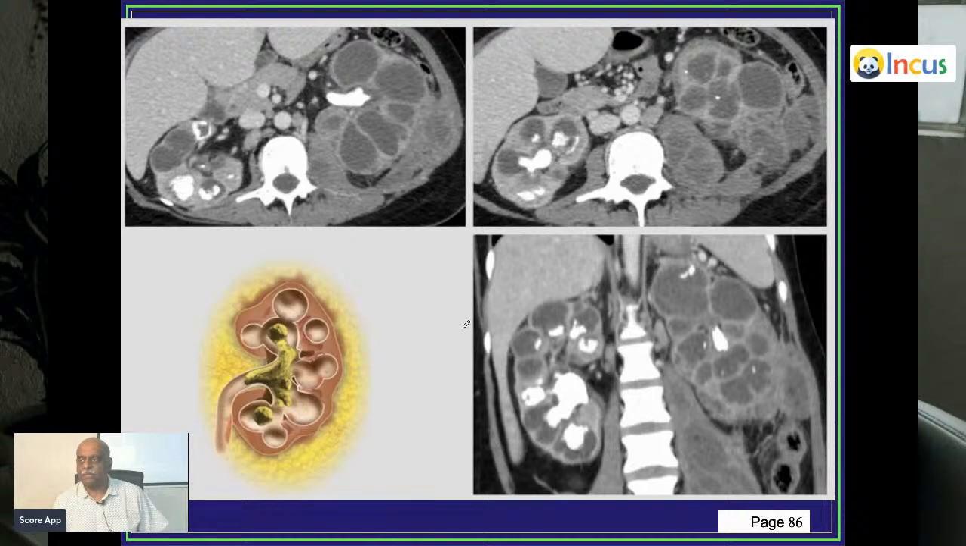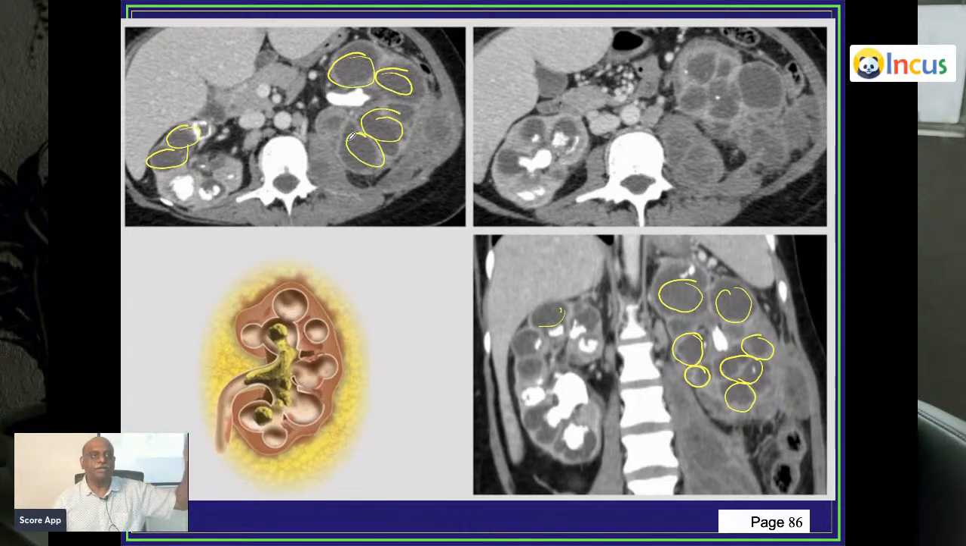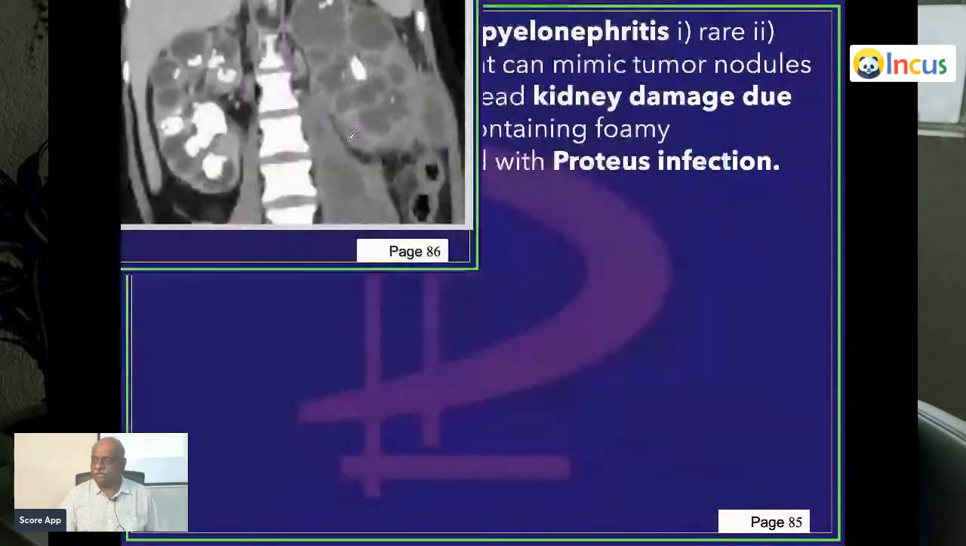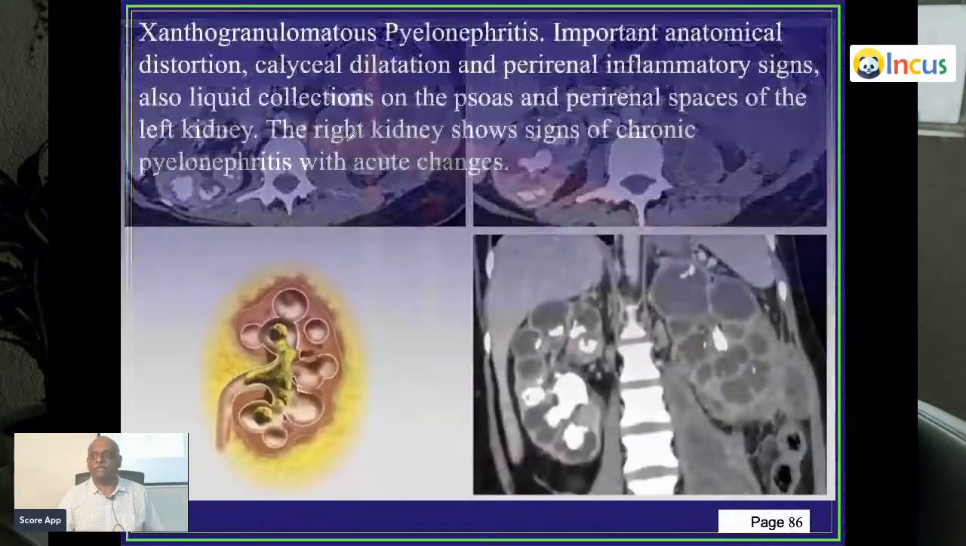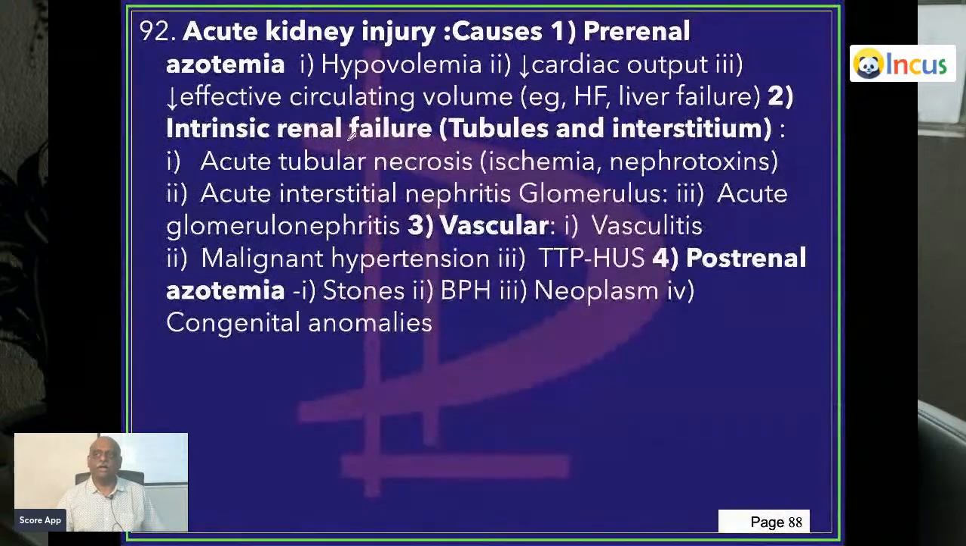So this is typical. Can you see the nodules, doctor? This kind of orange colored nodules on gross appearance is the typical appearance of xanthogranulomatous pyelonephritis. The organism, Proteus infection, leads to it, is what you need to understand.